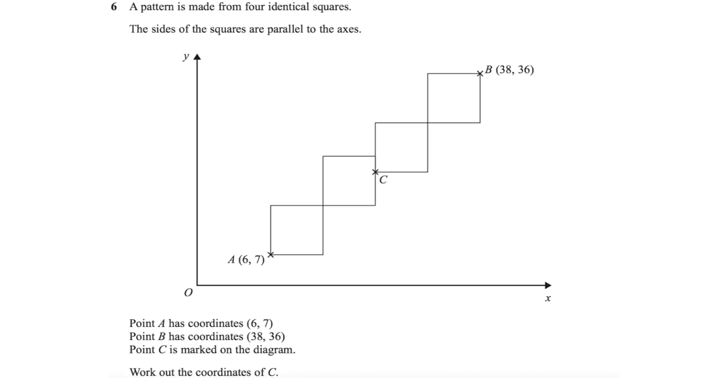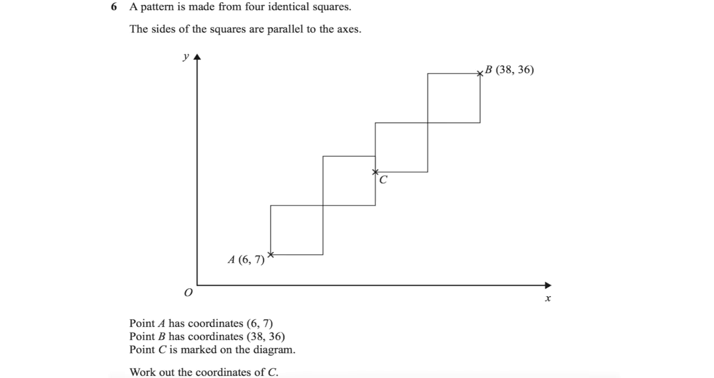Question 6. A pattern is made from 4 identical squares. The sides of the squares are parallel to the axes. Point A has coordinates 6, 7. Point B has coordinates 38 and 36. Point C is marked on the diagram. Work out the coordinates of C.